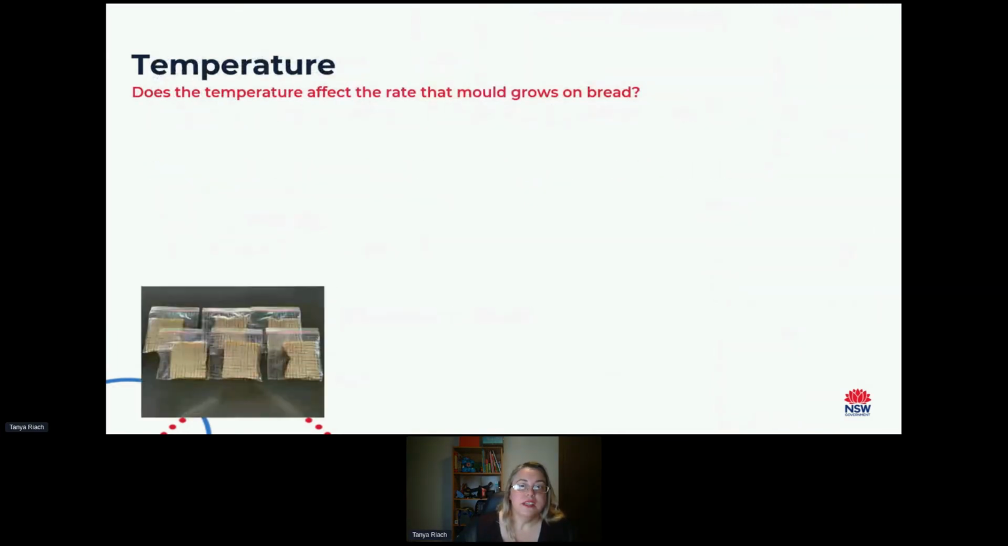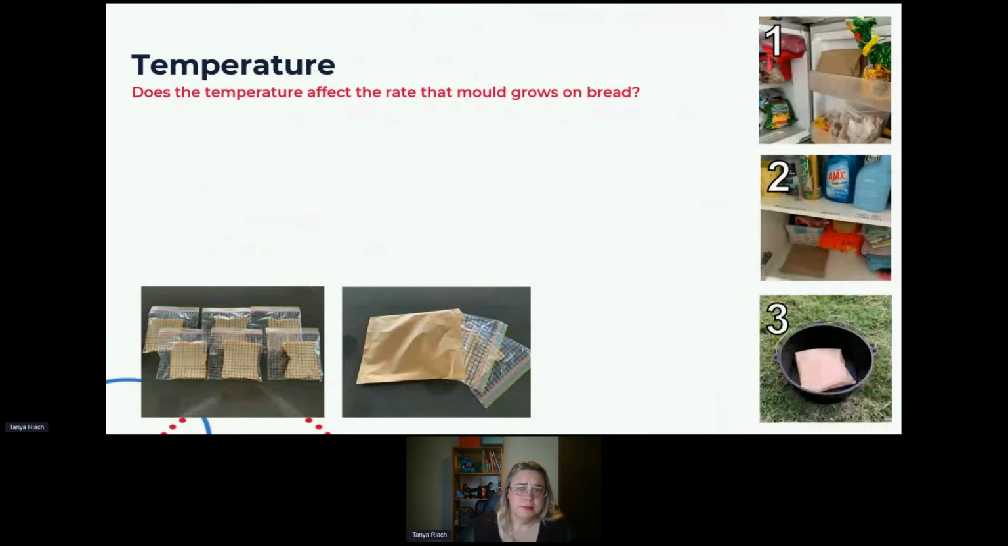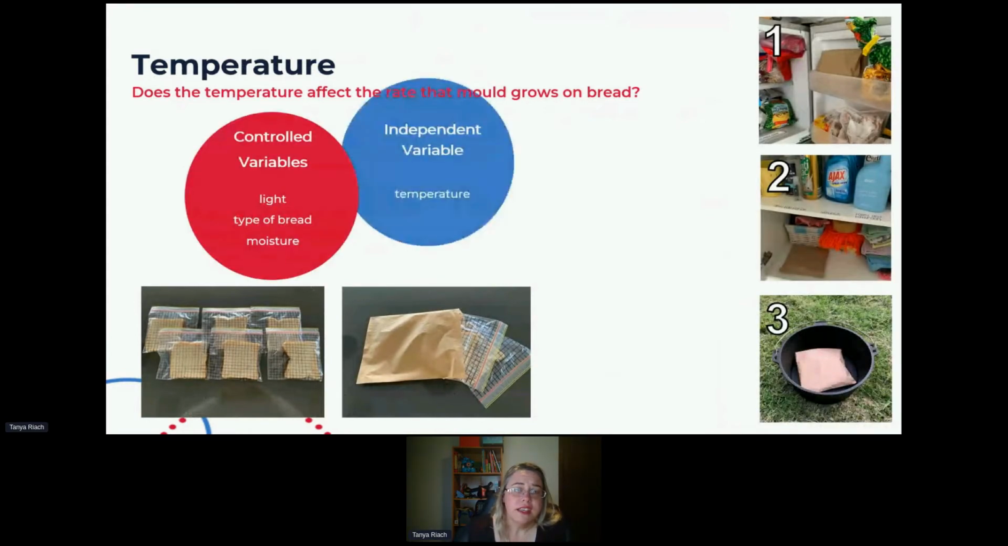The next one we had looking at temperature. So we had one of the leaders put their bread in 3 different places. So one was outside in the sun under a bucket. Now, the reason for that was because we didn't want the light to have any effect. We had one in the freezer and one in the pantry in the dark. And the pantry one was put into a brown paper bag and placed at the back of the pantry so that it was still dark.